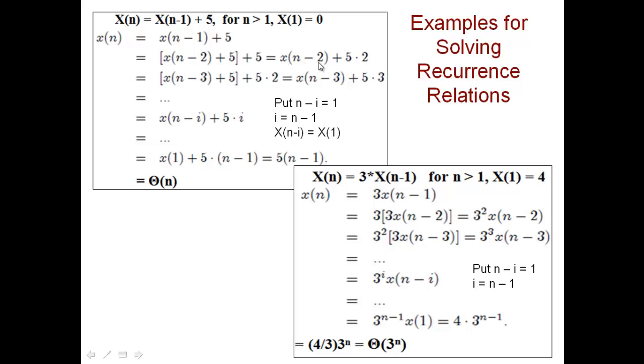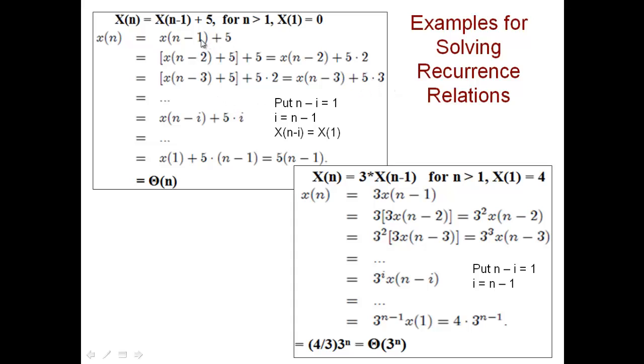Now let us go one term further down. So replace n with n minus 2 here. We're going to get x of n minus 2 is x of n minus 2 minus 1, which is x of n minus 3 plus 5. So x of n minus 2 is x of n minus 3 plus 5, plus this 5 times 2. So x of n is x of n minus 3 plus this 5 plus again 5 times 2, that is the same as saying 5 times 3. Okay, so that is like 10 plus 5, 15, so that is 5 times 3.